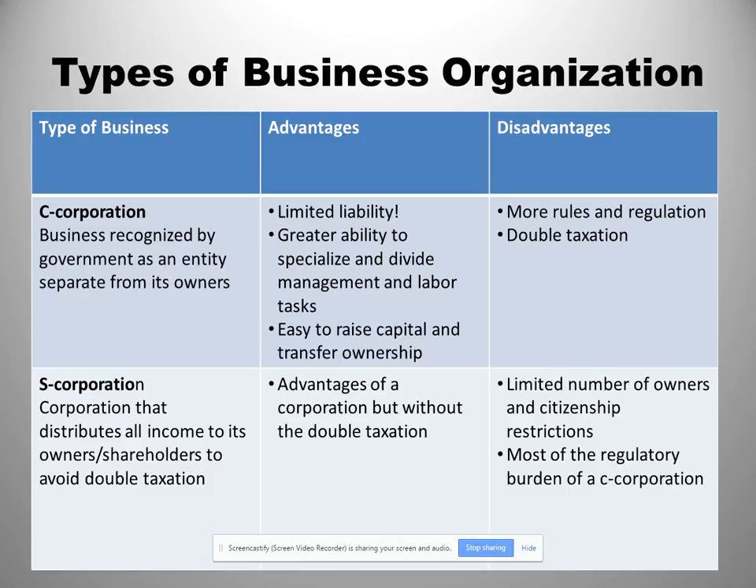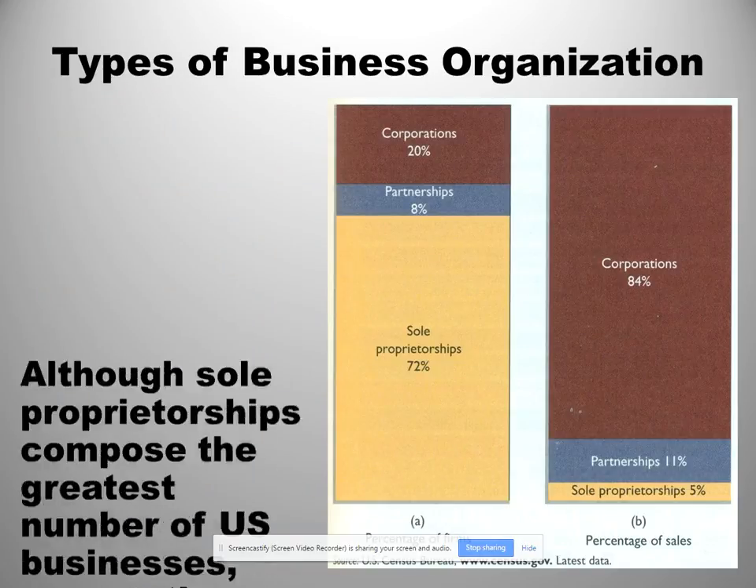But there are some caveats. It has to be a fairly small number of owners. This wouldn't work for Apple or GM. And there are citizenship restrictions for the owners. Now that may sound kind of racist, but we want to make sure these owners are Americans and are going to pay taxes in America. We're giving you this deal because we're going to make sure we get the taxes some way. And you get most of the regulatory burden of a C corporation. So those are the basic structures.